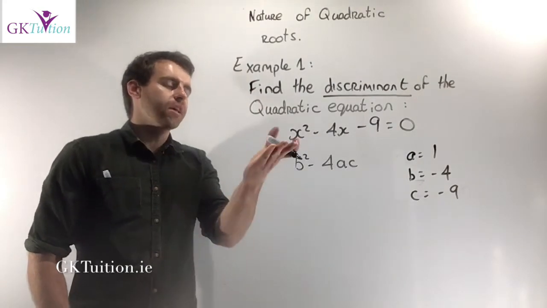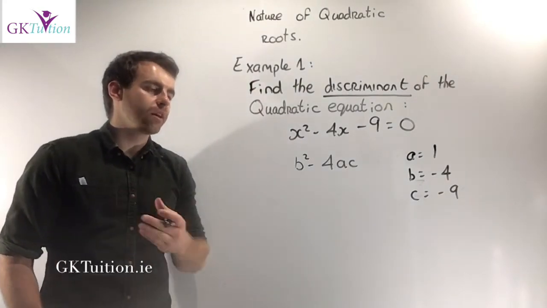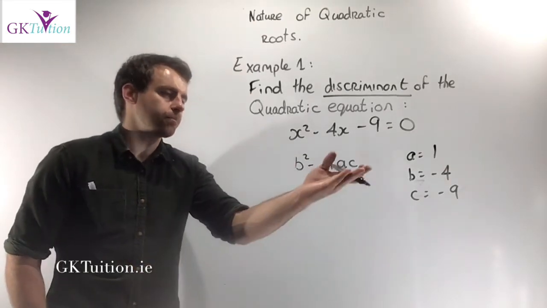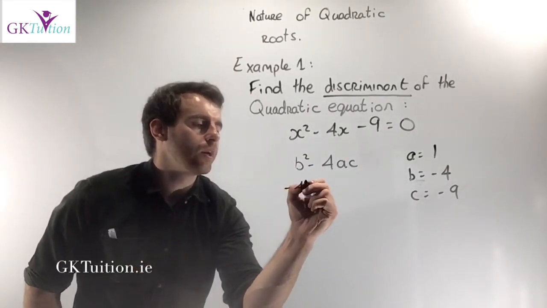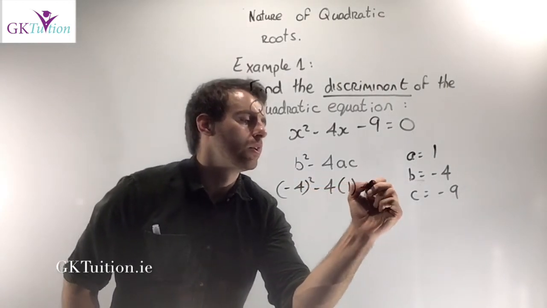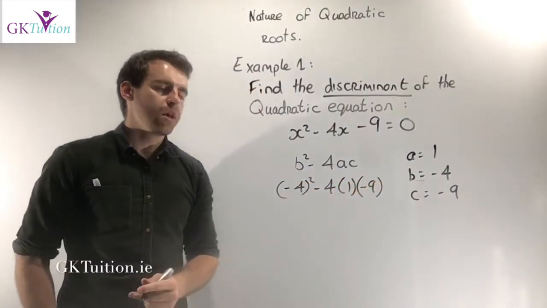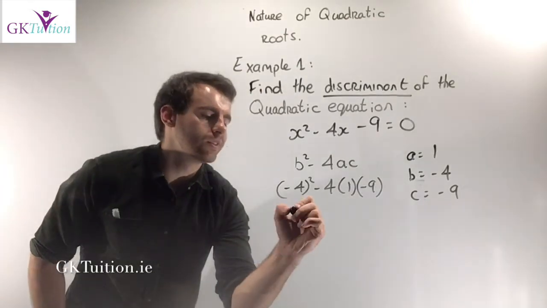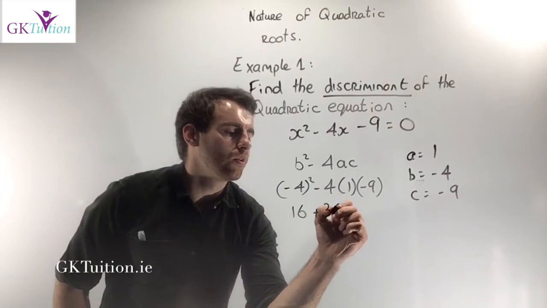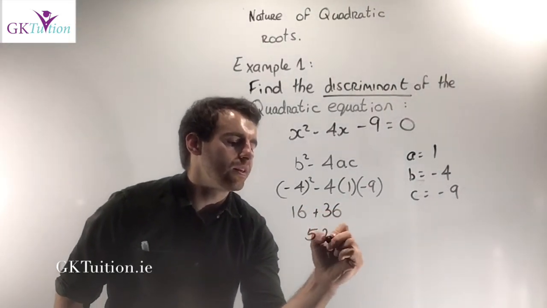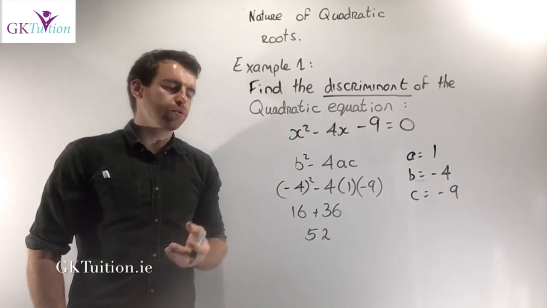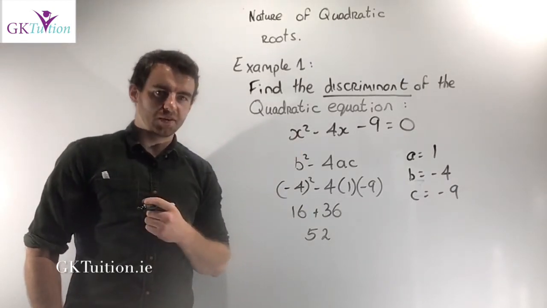So if I asked you to get the discriminant of this quadratic, you'd simply write out b squared minus 4ac and then sub in. In this case, b squared would be minus 4 all squared, and I'd get minus 4 times 1 times minus 9. Now minus 4 times minus 4 is 16. Minus 4 times 1 times minus 9 is plus 36. So if I add 16 and 36, I get 52. So the discriminant of this quadratic equation is 52.